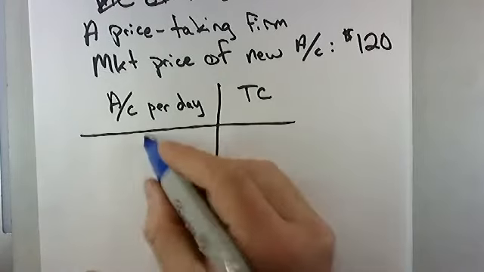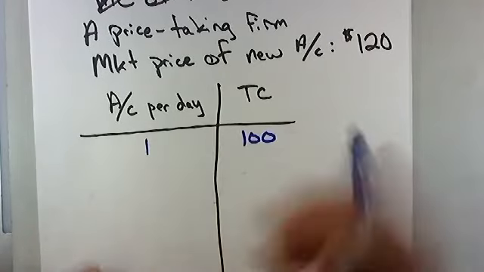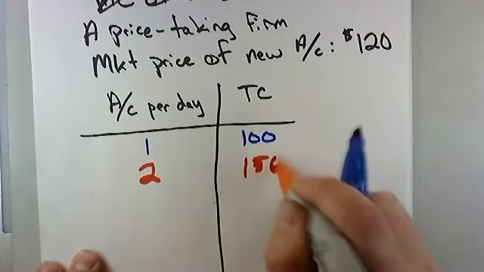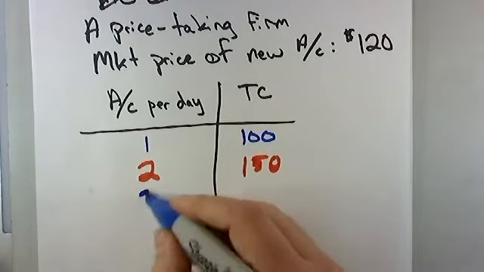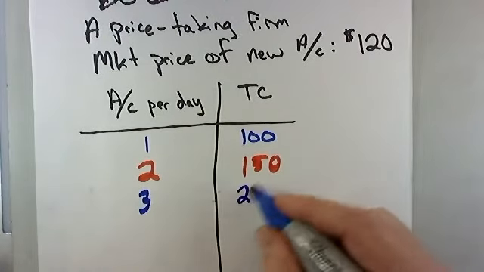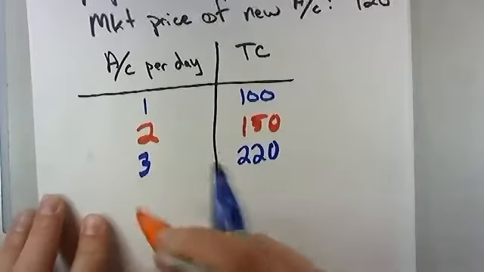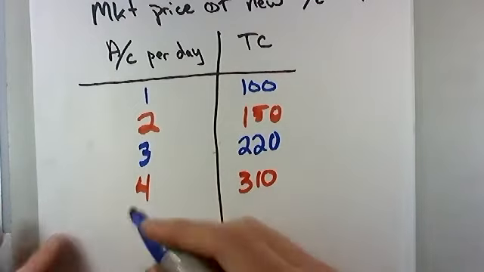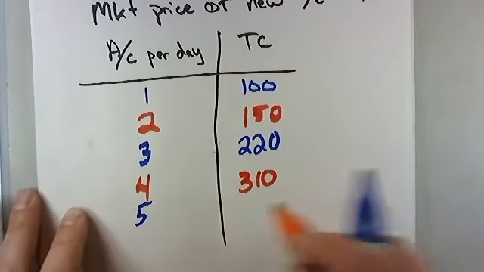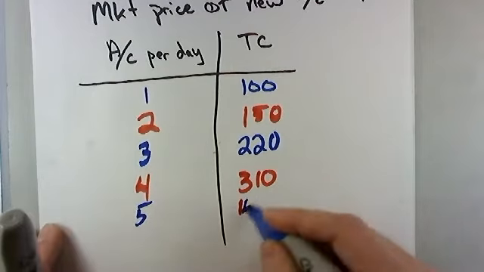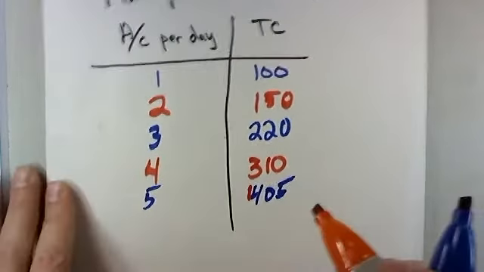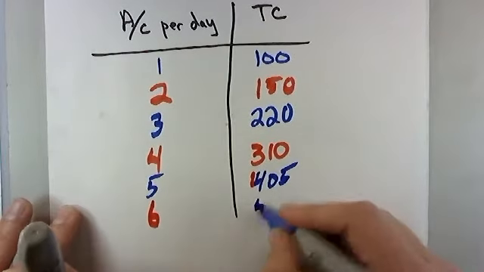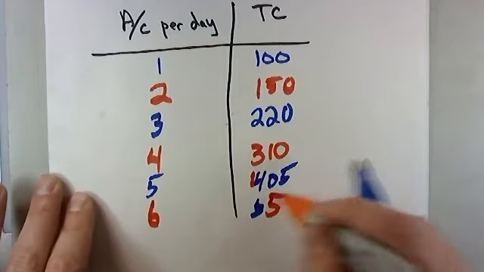We've got one air conditioner is 100 bucks total cost for that day. Two air conditioners is 150. Three air conditioners is 220. Four air conditioners at 310. Five air conditioners at 405. And six air conditioners at 510.